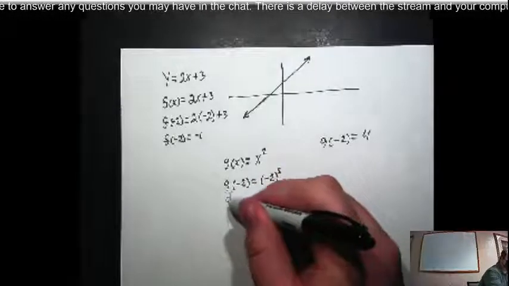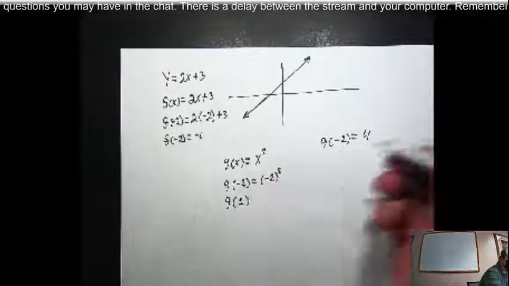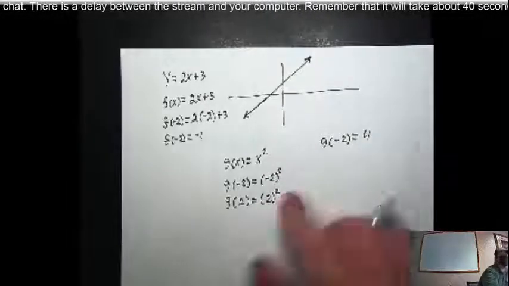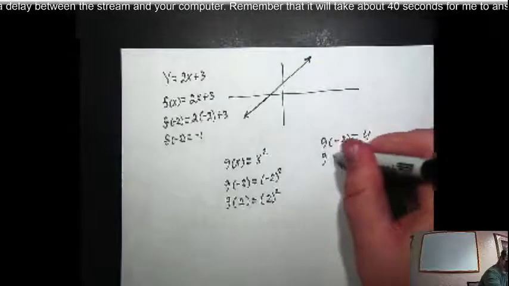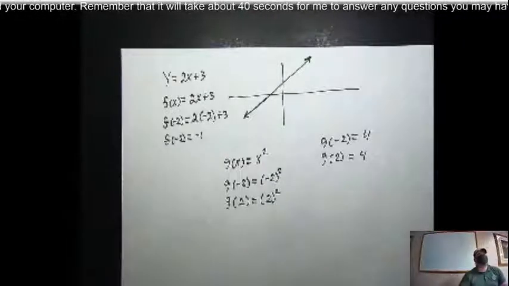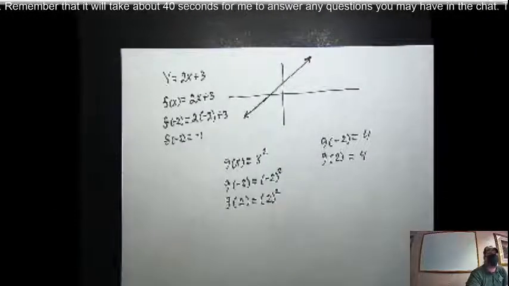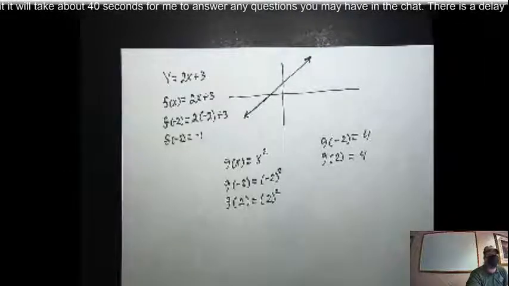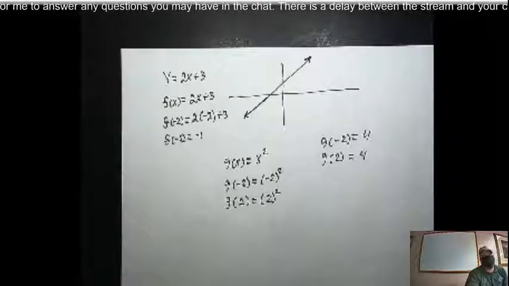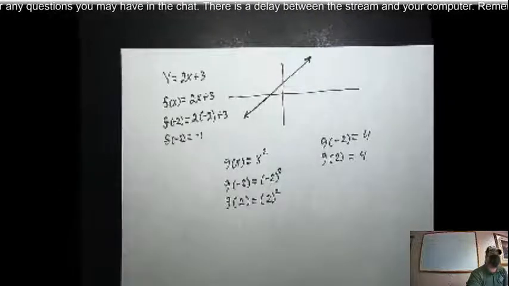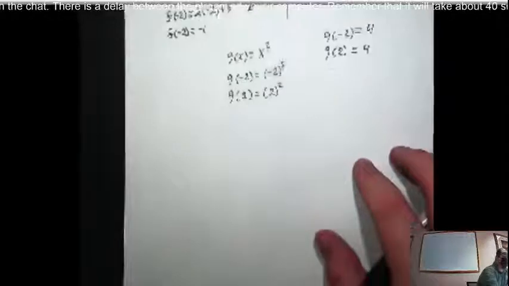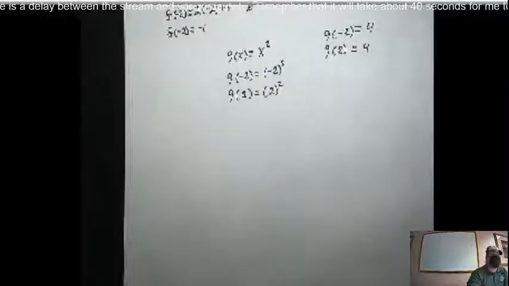Now what happens if I do g of positive 2? Well, again, I get 2 squared, 2 to the second power. That means that g of positive 2 is also 4. So I can plug in two different x values and get the same y value, right? Okay. Can I plug in two different y values and get the same x value? Is that possible? Well, with a function, no. And this gets to what we call the vertical line test.